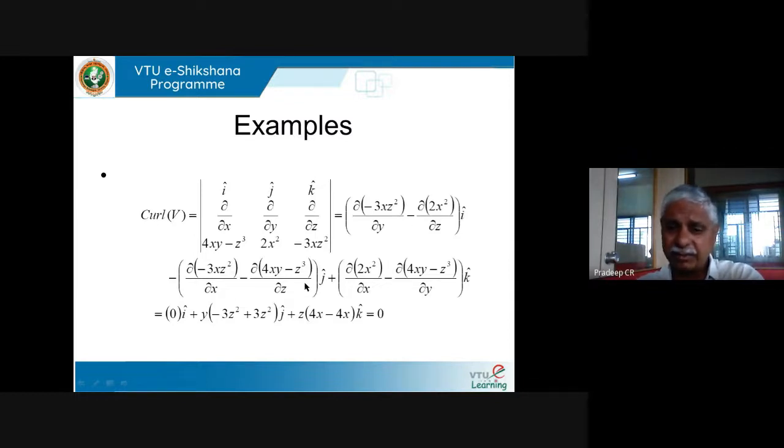Most probably I have not made a mistake, because the answer is what I want. So here curl happens to be 0. Please verify, go through these steps carefully: how this into this minus this into this turns out to be 0. I have written the details here. Go through that and make sure the answer says curl V is 0. Like you remember, we got a vector field for which divergence of V is identically 0 everywhere. Here curl of V is identically 0 everywhere.